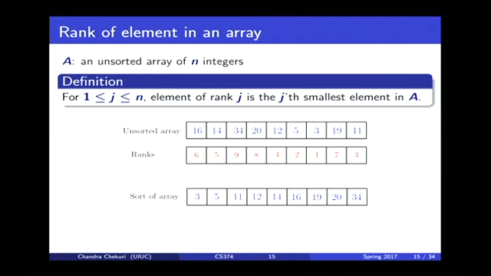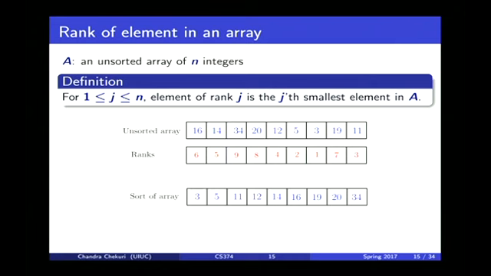So where is the median here? This guy, 14, is the median. But he's here in the unsorted array. Okay, is the problem clear?